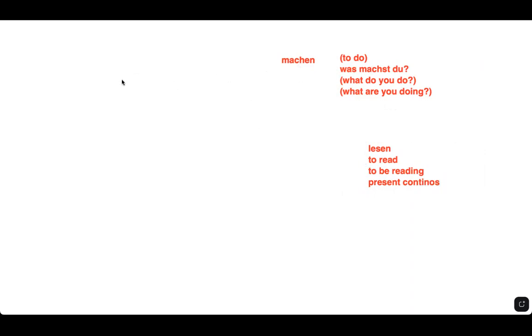Okay, when you add it with a noun, like if you say ich mache einen Plan, you see here it changes the meaning. It becomes I am making a plan. So remember this: when you add machen with a noun, the meaning changes to making or make. It is not to do anymore.